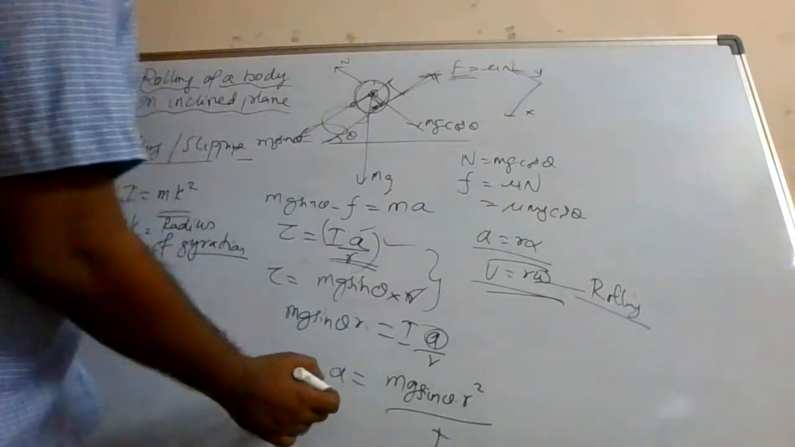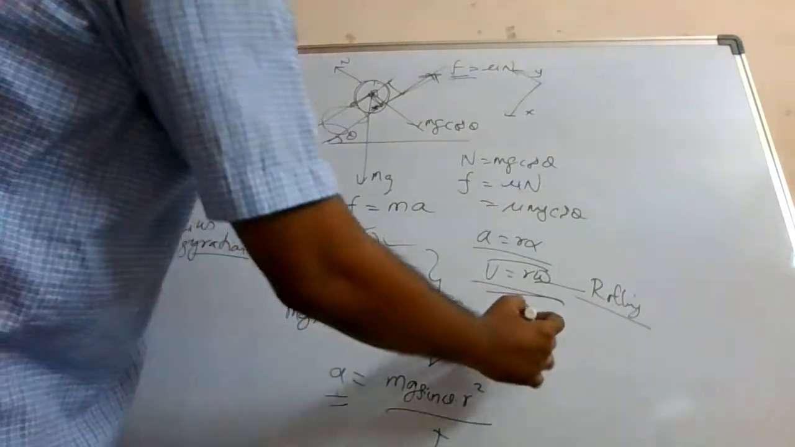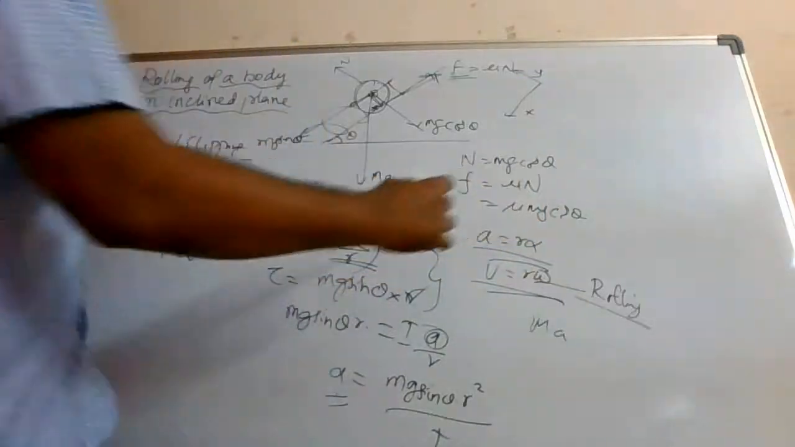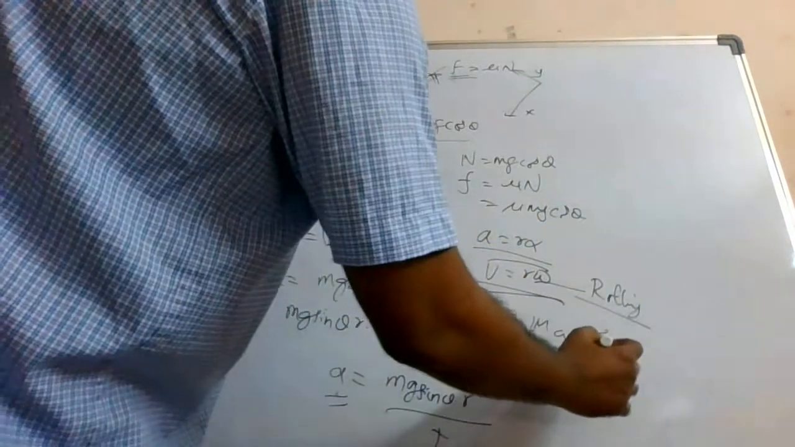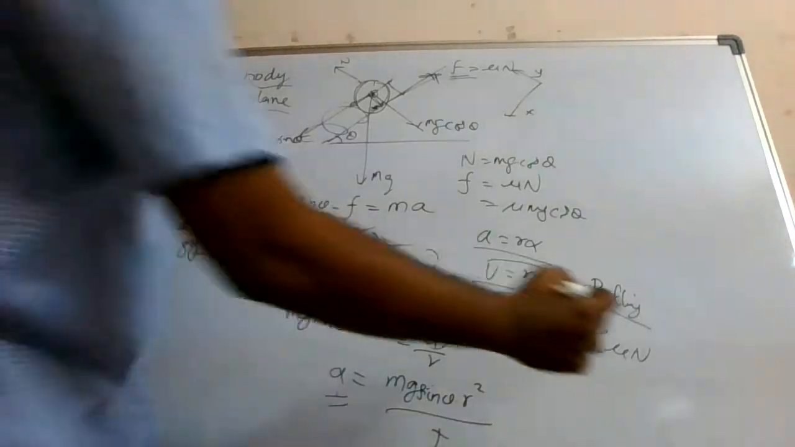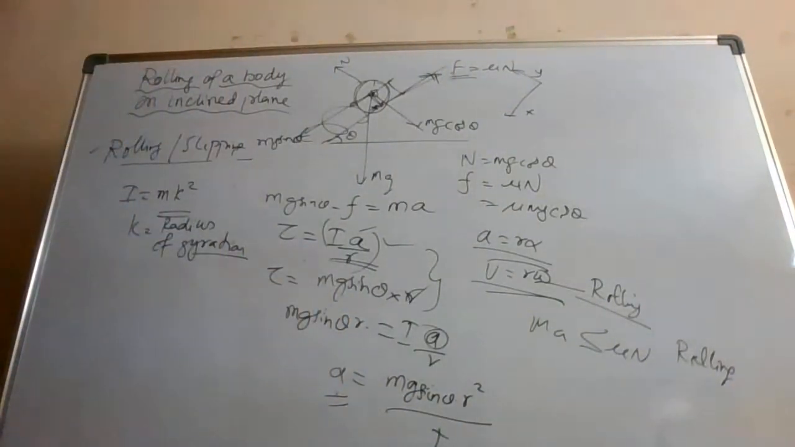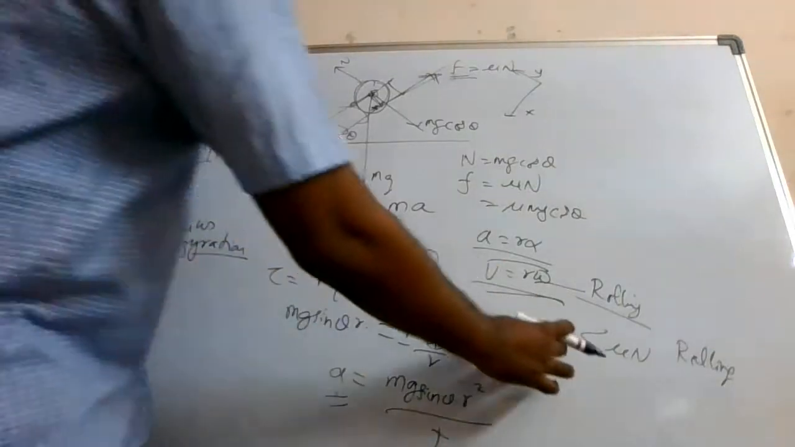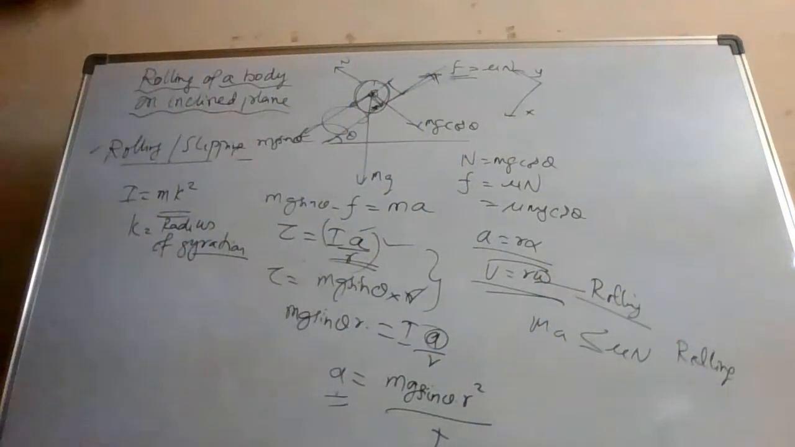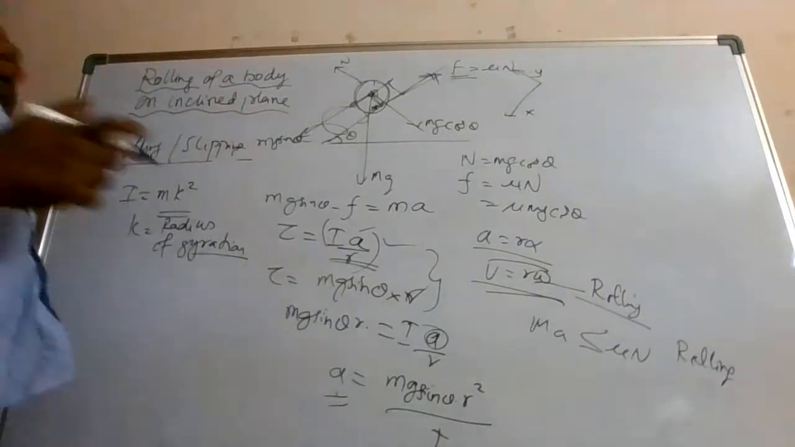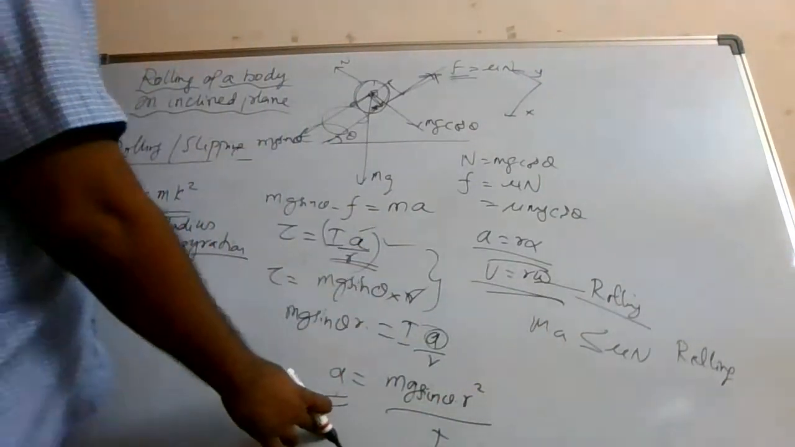So once you get the value of a, we have discussed that ma in the previous example should be less than or equal to mu times N. So this is the condition for rolling. Okay, just pause the video and go back and see that 40 Newton example which I have given you. The moment this ma exceeds mu N, it will be a case of sliding. Okay, so the a value you have got from here.